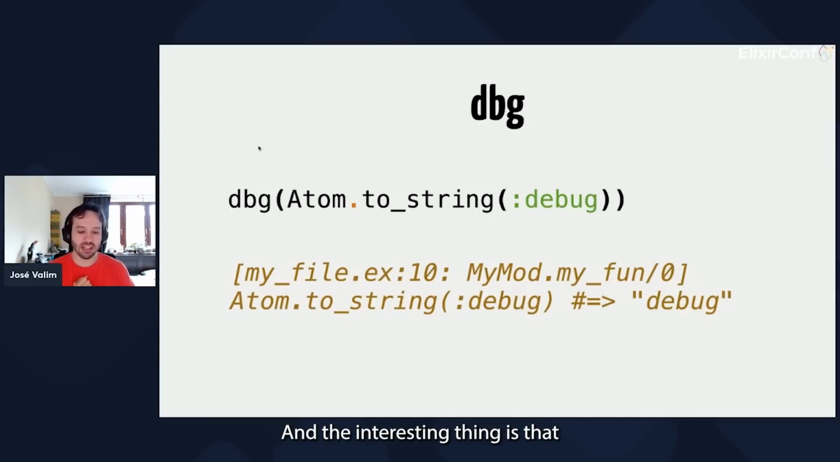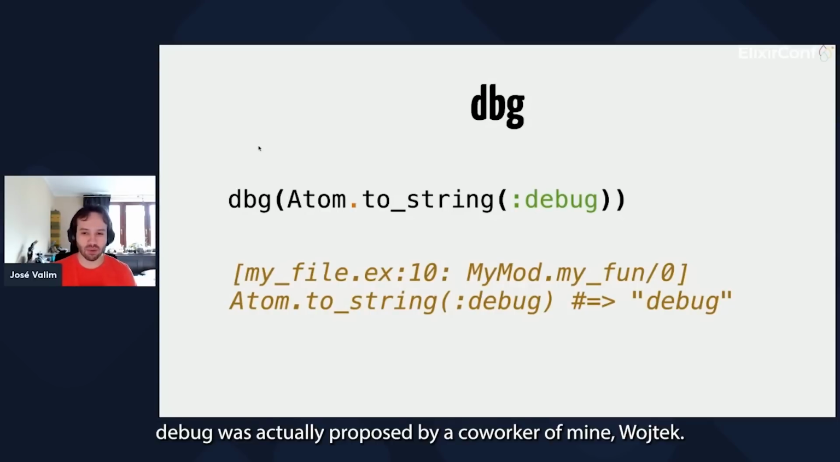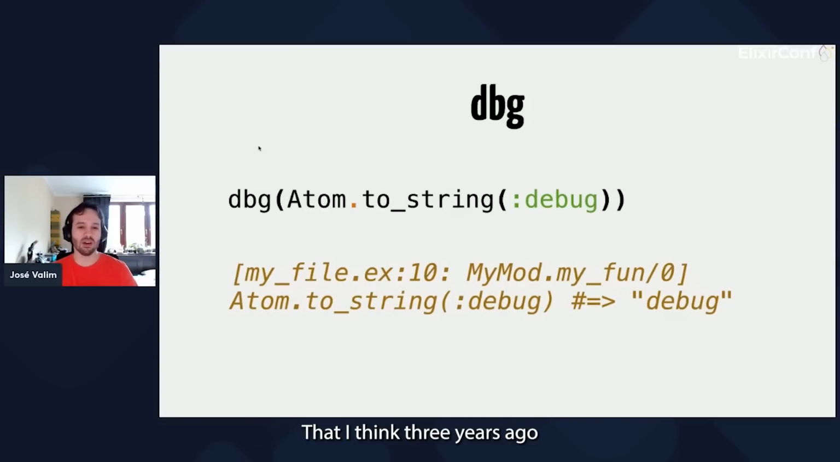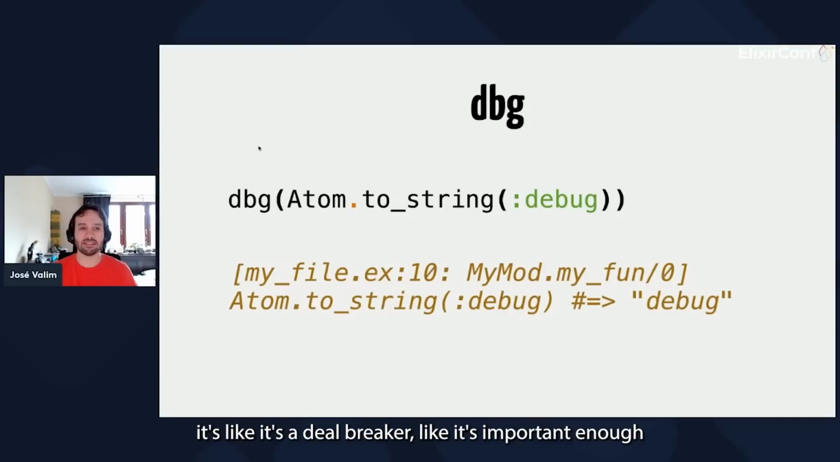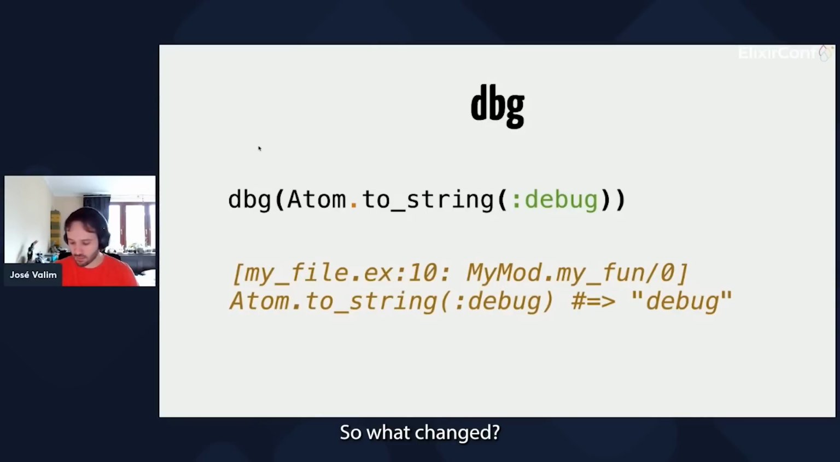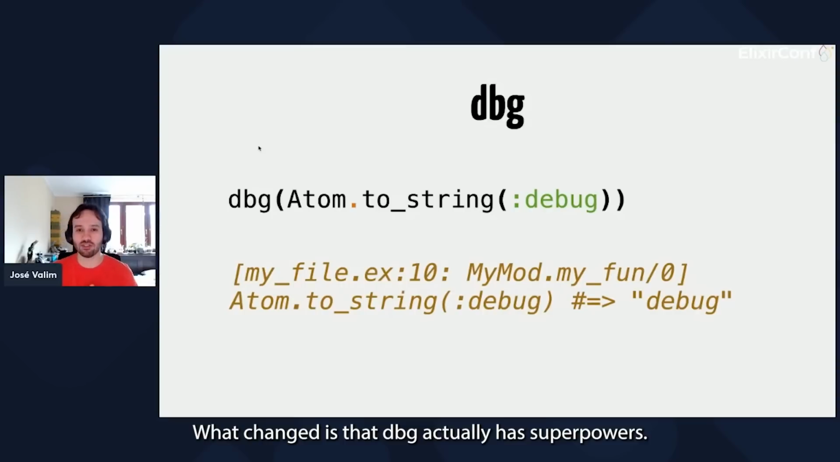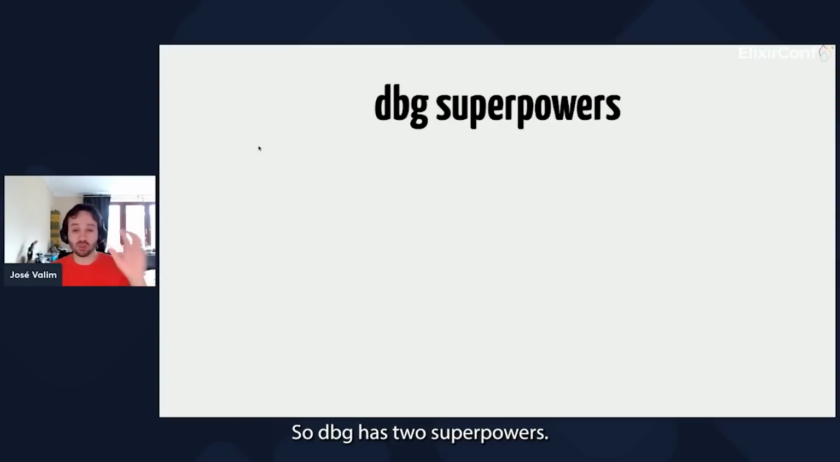The interesting thing is that dbg was actually proposed by a coworker of mine, Wojtek, I think 3 years ago, and you can find it on the mailing list. Back then I said, well, if all dbg is doing is adding this additional information, that's useful, but I don't think it's important enough to make it part of the language. So what changed? What changed is that dbg actually has superpowers. dbg has two superpowers.